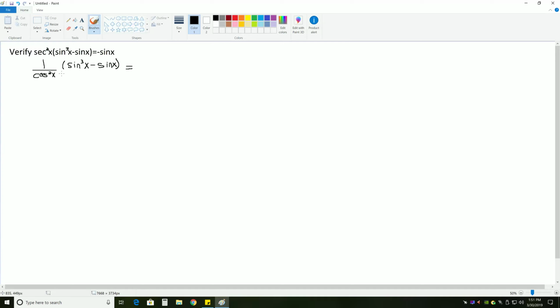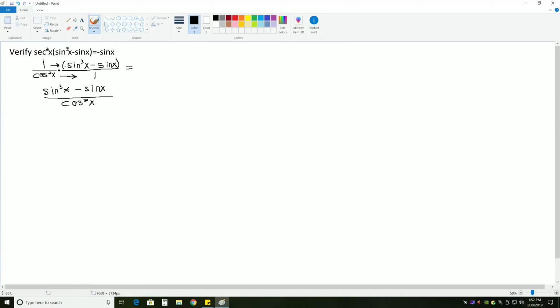From there, we are multiplying this sine cubed x minus sine x by a fraction. So let's go ahead and make this quantity over here a fraction also by putting it over 1. And when we do that, we are now multiplying two fractions together, so we can just multiply straight across. That gives us sine cubed x minus sine x all over cosine squared x.